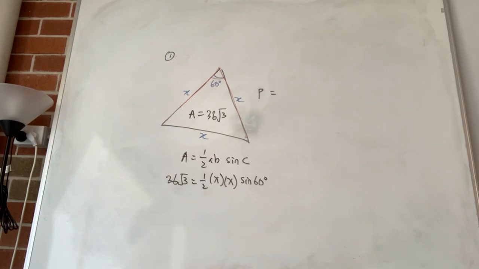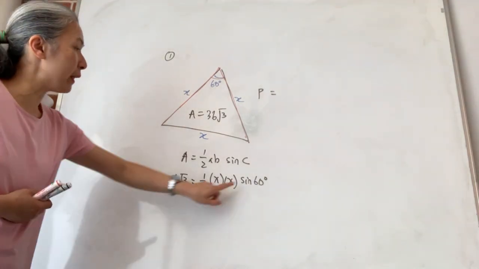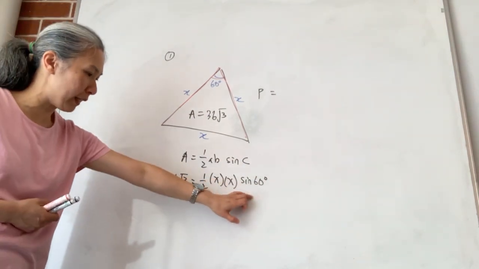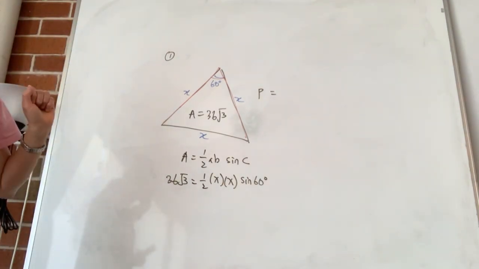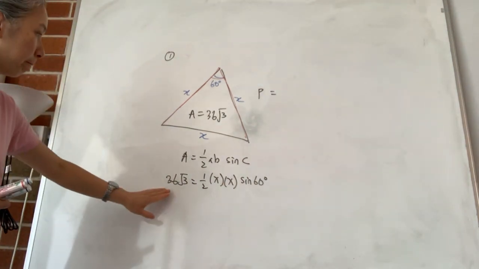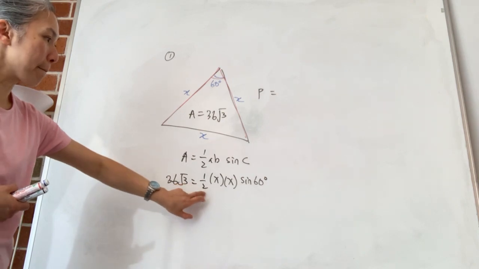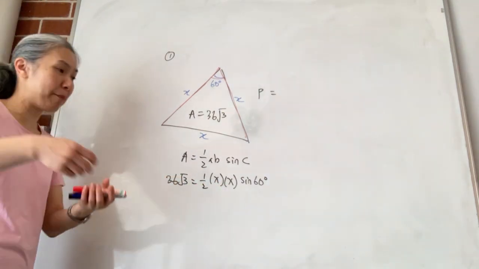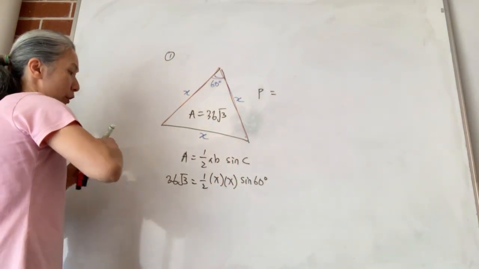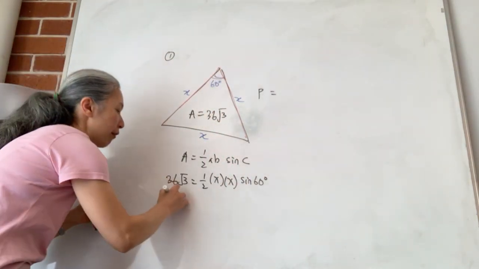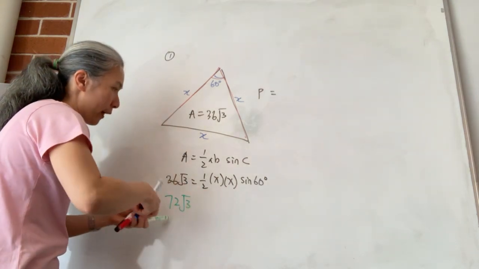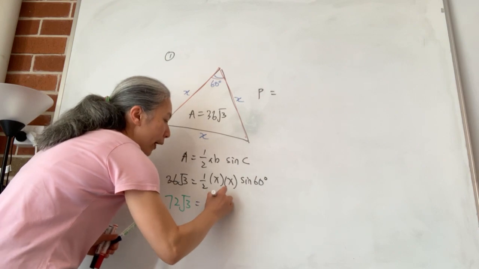Should you times 2 by 36√3 to get rid of the half? Yes, you can. You can do a half times this, or you times both sides by 2. So it's going to be 72√3, and that will equal x squared times sine 60 over, and then you are going to have x squared.